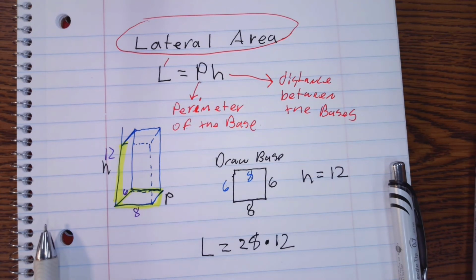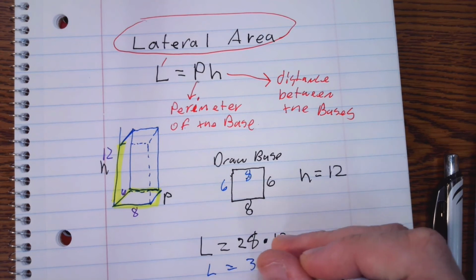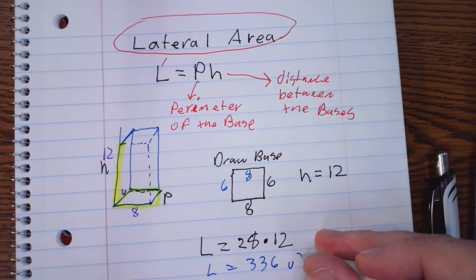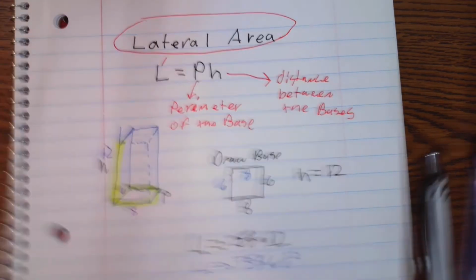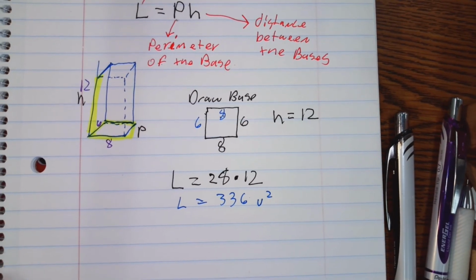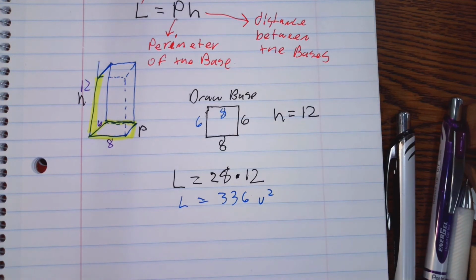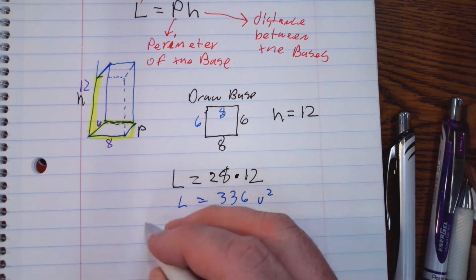So it's what, 28 times 12? So it's what, 336? Units squared. Lateral area is still an area, so you would still have units squared. Probably on your worksheet, because it is a worksheet today, it will have units, so you have to put those units. So that's lateral area. Let's look at surface area.